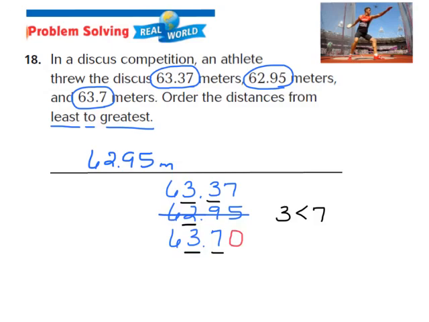So I'm going to go ahead and add that to my list, and the next number that I write down is going to be 63 and 37 hundredths meters. And then I'm going to take that one off my list. Now that leaves me with 63 and 7 tenths meters. And what I have now done is I've ordered the distances from least to greatest. And from least to greatest, I have 62 and 95 hundredths meters. I have 63 and 37 hundredths meters. And then I have 63 and 7 tenths meters, and once again they're ordered from least to greatest.